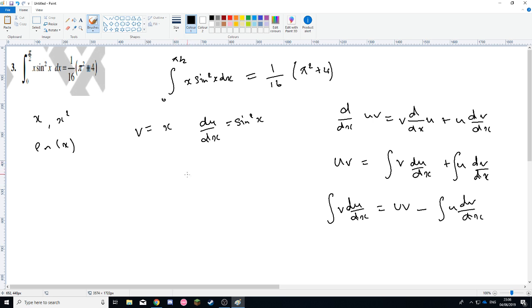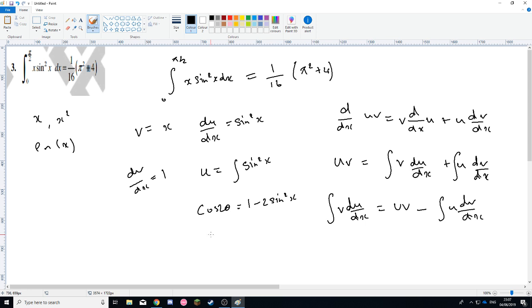I think this should be fine. So we have dv by dx equals 1, and then u has to be the integral of sine squared. Now, the integral of sine squared you get by converting this power into a double angle one. So you can say cos of 2 theta is 1 minus 2 sine squared x.